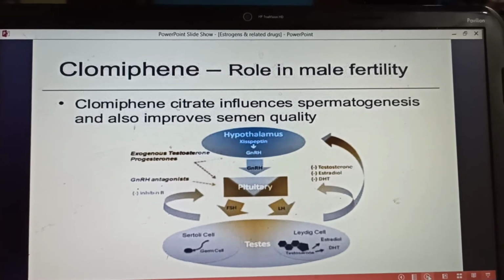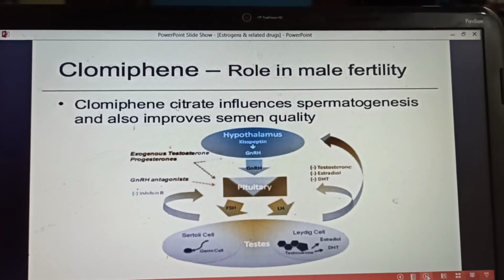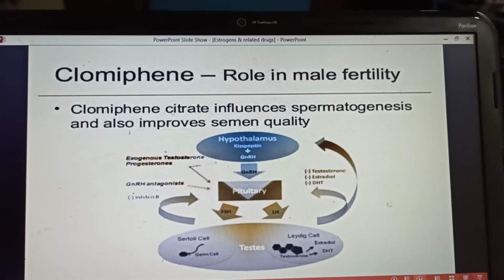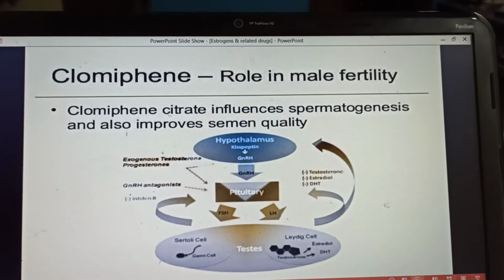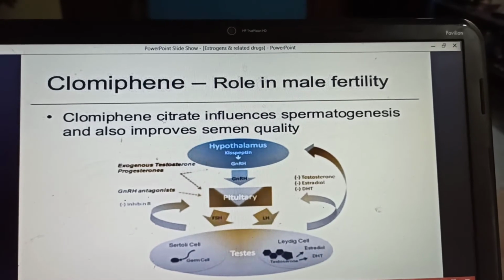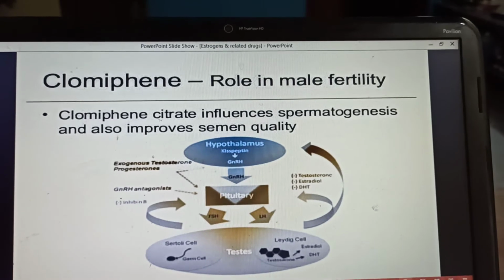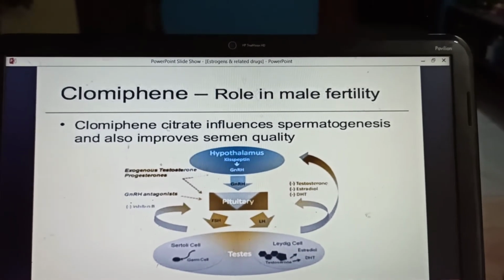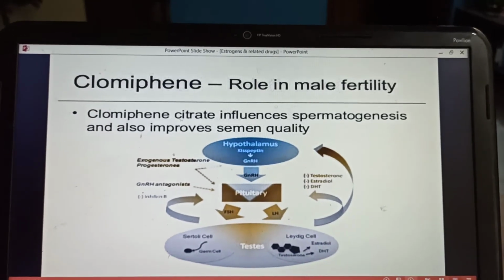And this negative feedback mechanism of the estradiol is inhibited, and so there is more secretion of GnRH from the hypothalamus and LH and FSH from the pituitary, leading to spermatogenesis and the secretion of testosterone.